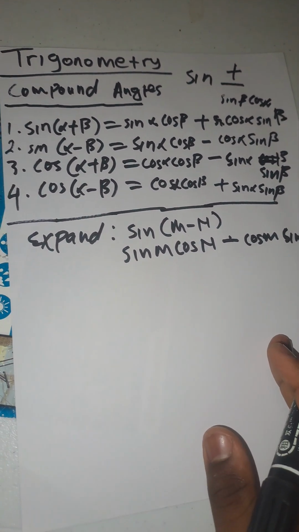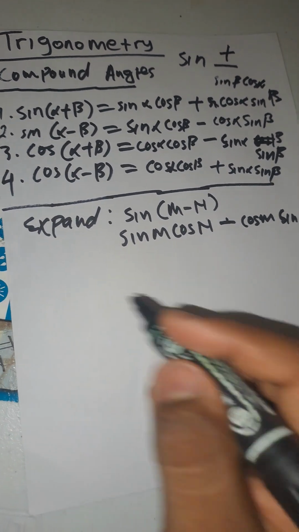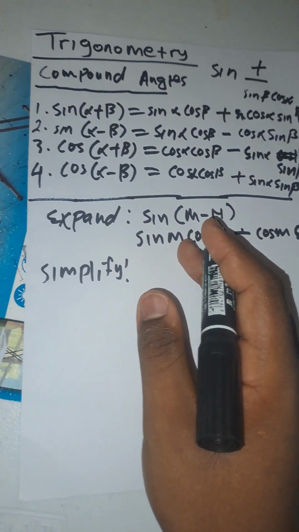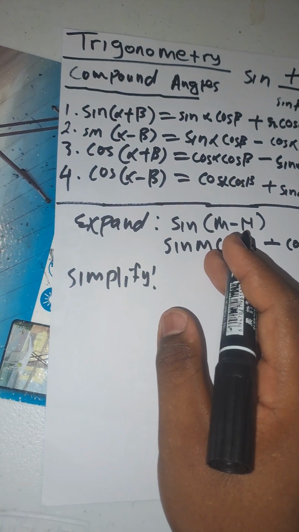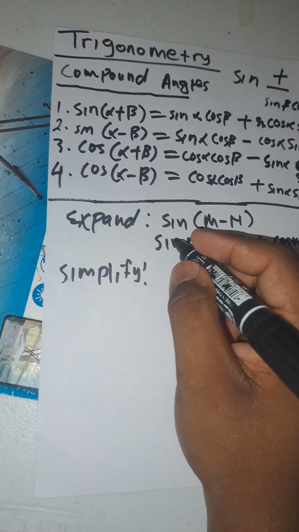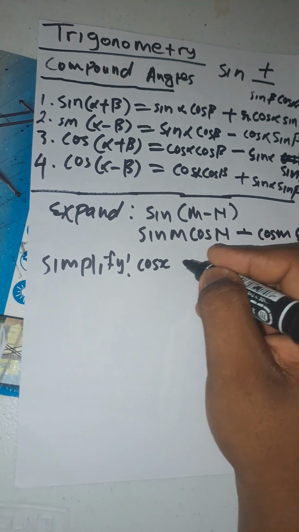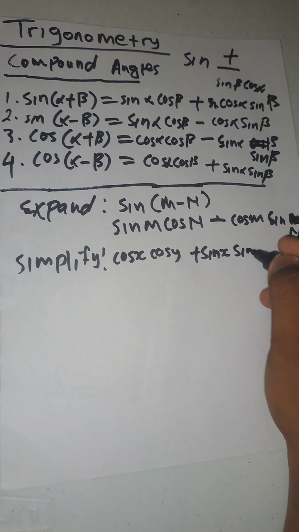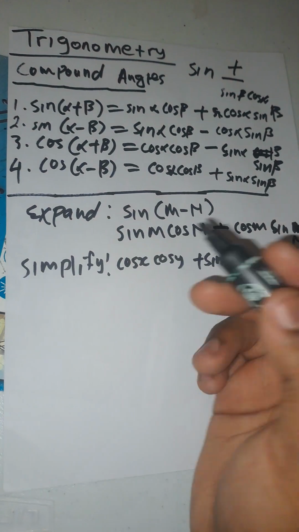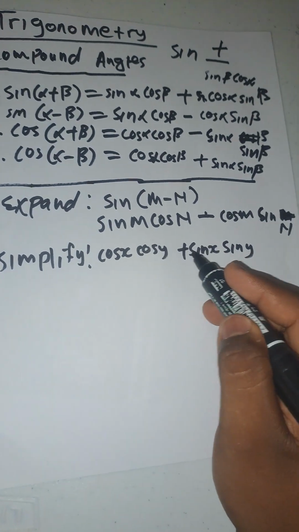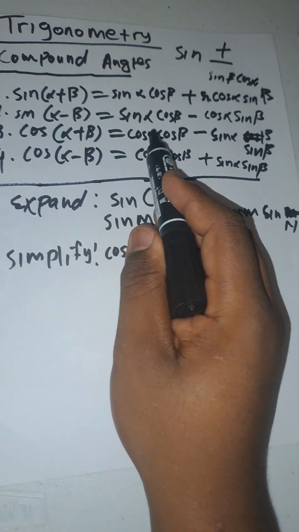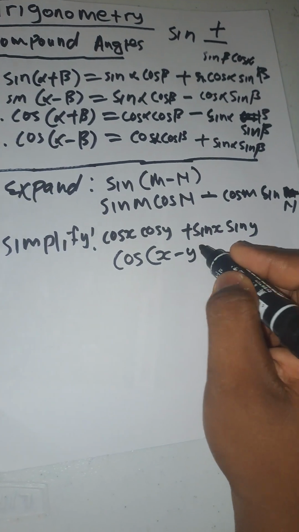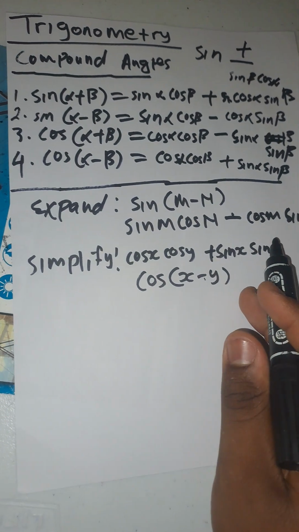And then let me check another example. They are saying simplify: cos x cos y plus sine x sine y. I see cos plus sine, so it means it is this identity. Since it is plus here, it's going to be cos of x minus y, because if this is plus here, inside the bracket it is minus.